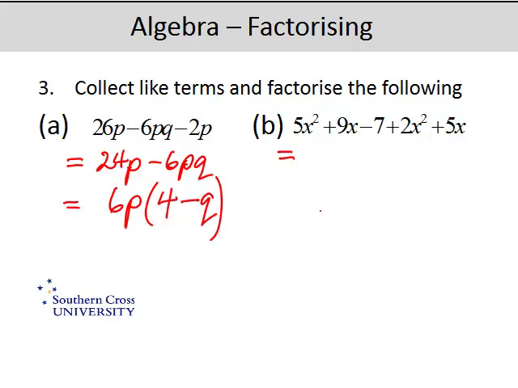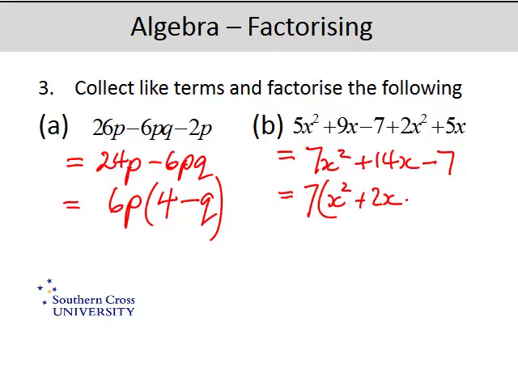In the next one, adding like terms, 5x squared plus 2x squared is 7x squared. We have 9x plus 5x is 14x. And just this one number term, take away 7. If you look carefully at those, there's a common factor to each of those of 7. So 7 times what gives 7x squared? It's x squared. 7 times what gives 14x? It's 2x. And 7 times what gives 7? And it's done.